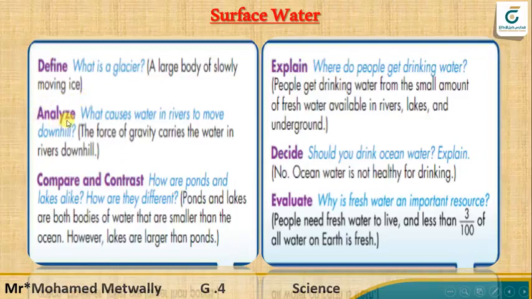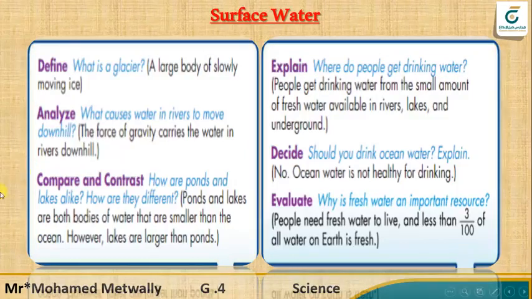Here is the second one, which is analyze. You have to analyze the question. What causes water in rivers to move downhill? Like I said previously, it is the force of gravity. The force of gravity makes anything on the Earth's surface pull downhill.